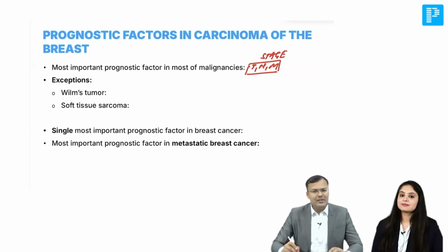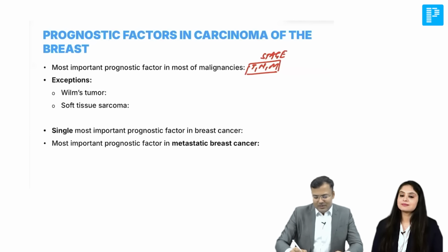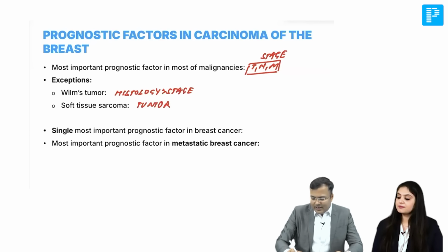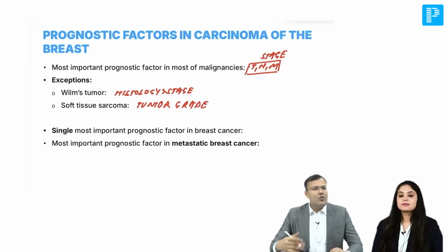But there are two exceptions. One is Wilms tumor and the second is soft tissue sarcoma. In Wilms tumor, it's histology followed by stage. So guys, this is histology followed by stage. And in soft tissue sarcoma, it's tumor grade. Easy. Next, what is the single most important prognostic factor in breast cancer?